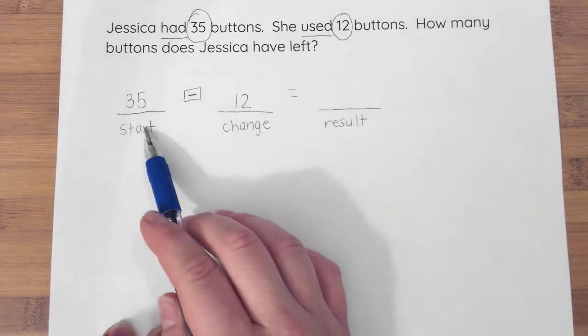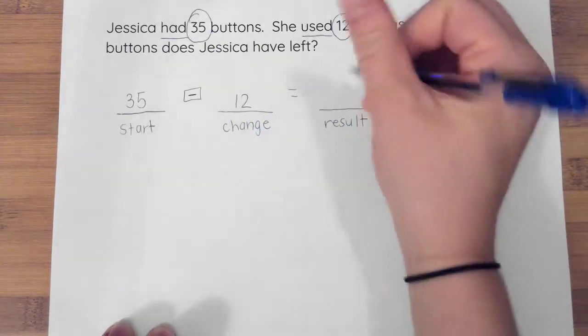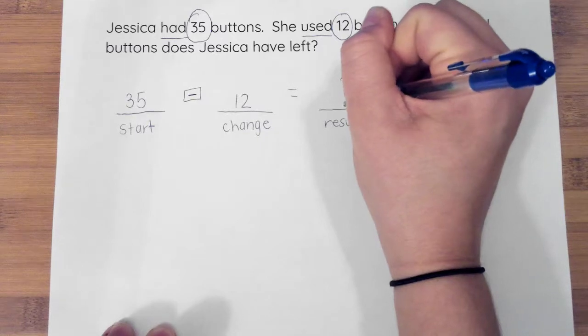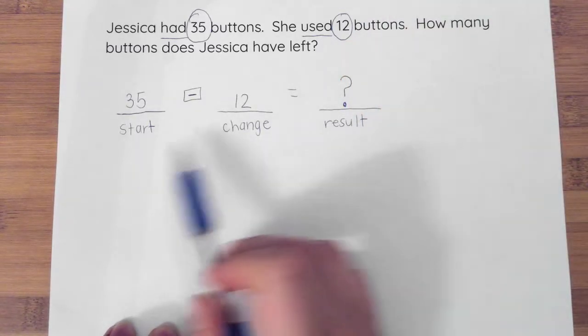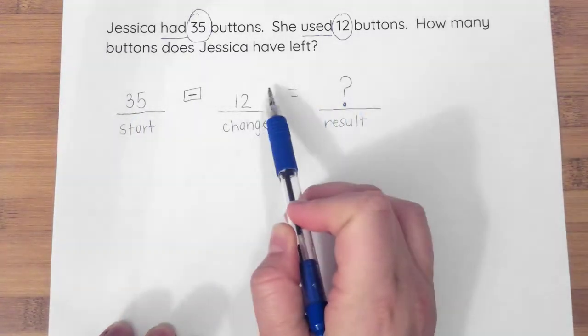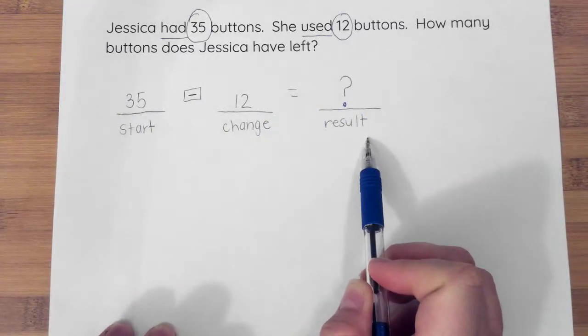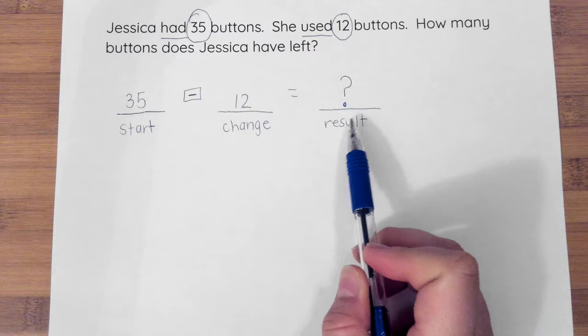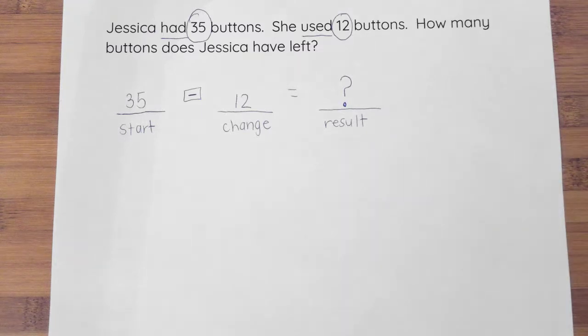And then it says, how many buttons does Jessica have left? So she had 35, she uses 12, and I don't know my result. That is my unknown. So remember, before you even solve this equation, you have to fill out what you know about your word problem, because there's always an unknown. And in this case, my result is the unknown. And in solving this, I'm going to use a base 10 drawing.